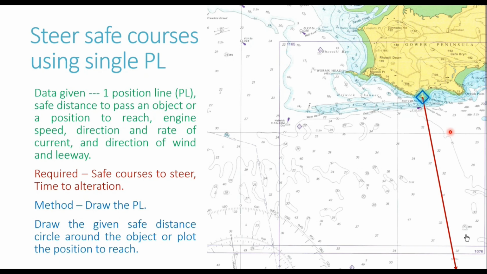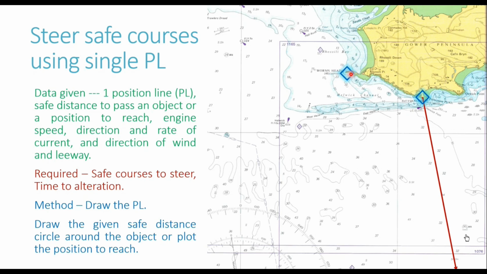Now, they have also given us a safe distance to be passed from a certain object. So in this case, they have given us this particular object, worm's head, and we are required to pass this worm's head at a certain safe distance, maintaining a certain safe distance. So in the second step now, we will draw the given safe distance circle around this object.